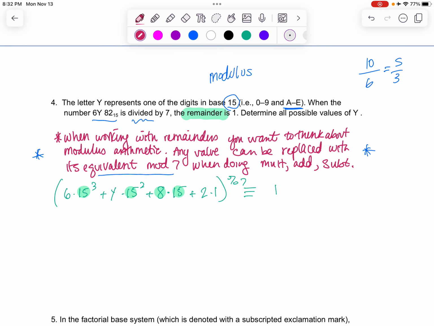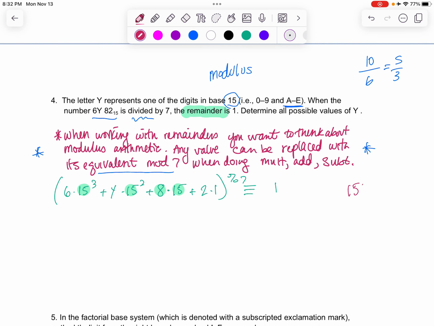So let's think about this. 15 mod 7 is equal to 1, so everywhere I see a 15, I can replace it with 1. 8 mod 7 is also equal to 1. So right now I have 6 times 1 plus y times 1 plus 1 times 1 plus 2, and that's equivalent to 1. Let's clean this up a little. We have 6 plus 1 plus 2, which gives me 9. So I have y plus 9 equivalent to 1.